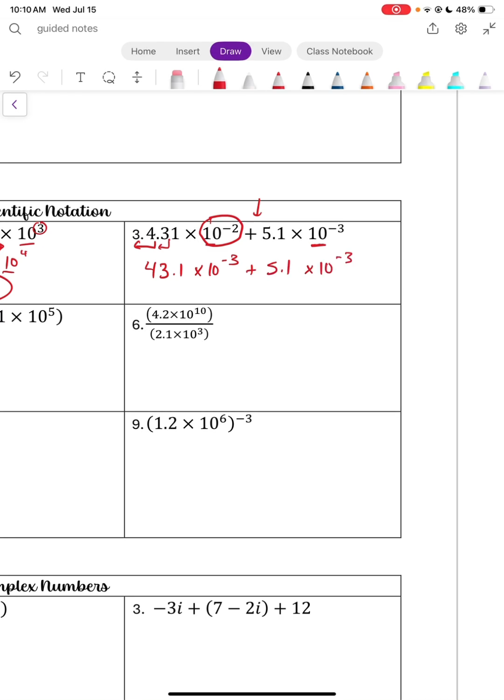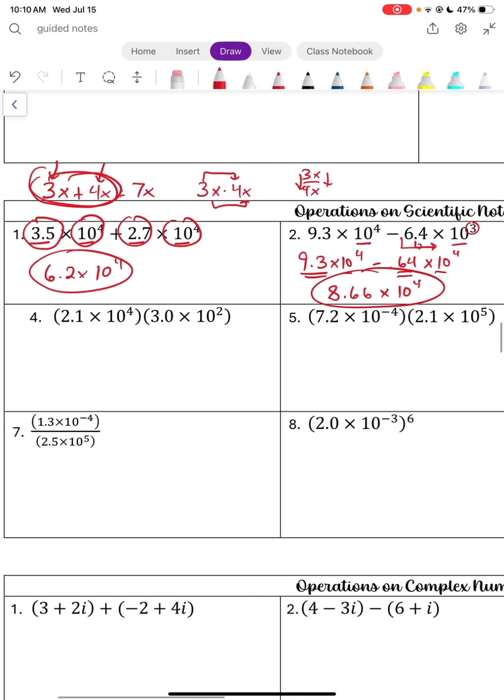When we add those together, all I've got to do is add the coefficients now. I get 48.2 times 10 to the negative 3. However, look, my decimal's in the wrong spot. In order to be correct scientific notation, I need it to be between the 4 and the 8. 10 to the negative 3 says where the decimal's at now; it needs to move 3 places to the left. If I move it to 4.82, in order to get to the right spot, I'd only have to move it 2 places to the left. So now I've got it in correct scientific notation.